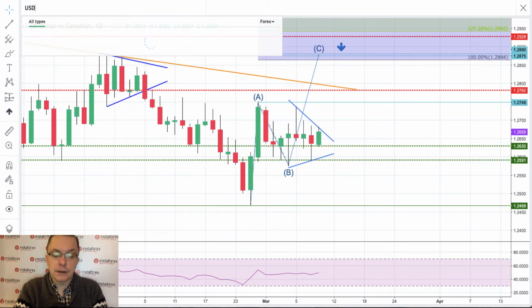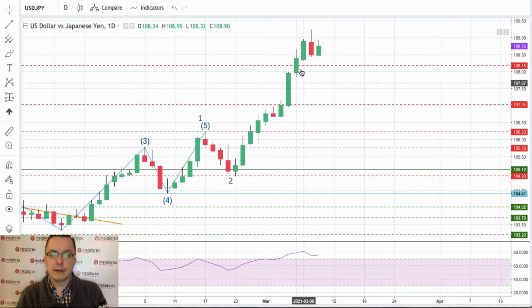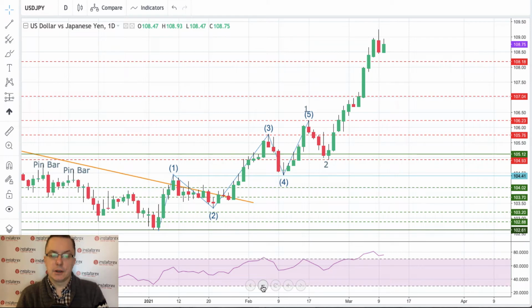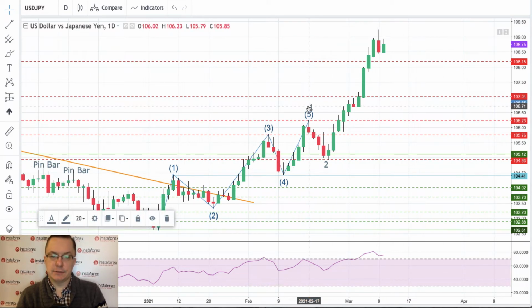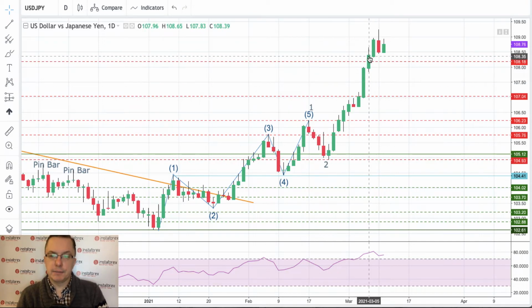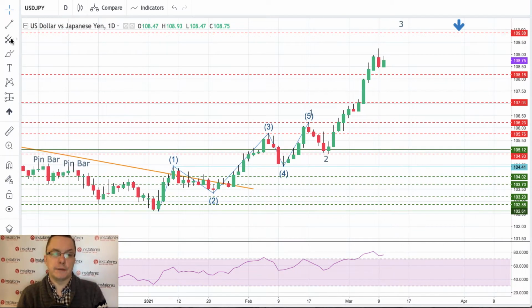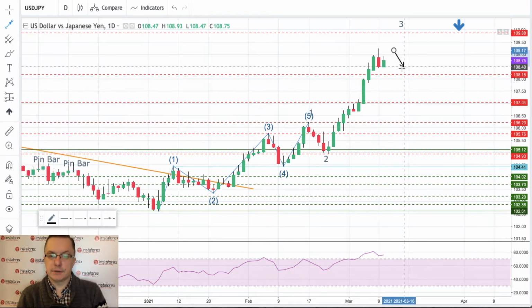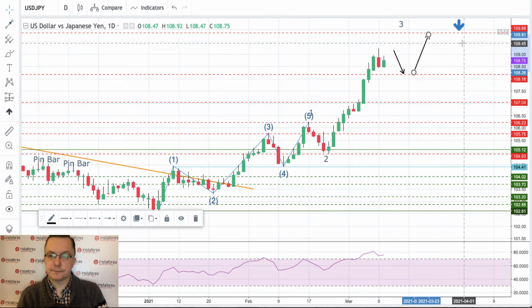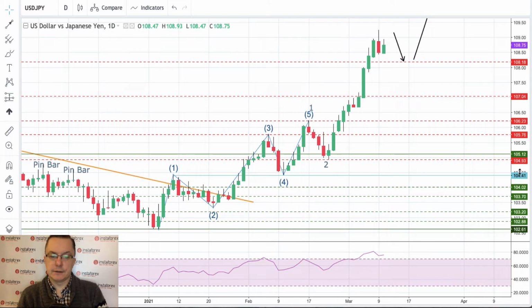The other market I would like to point out today is the US dollar Japanese yen. Why? Because of the inflation data from the US, of course. As you can see, we are following this impulsive count. It looks like we are trending up towards the level of 1.988. This is the top for the wave three. So what we need is some sort of consolidation here, and then of course some sort of a bounce towards 1.988. That's the top for the wave three, and so far it looks very well.